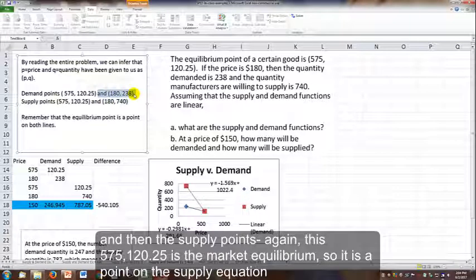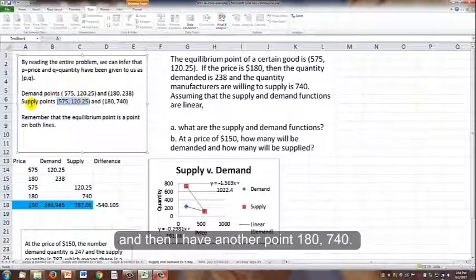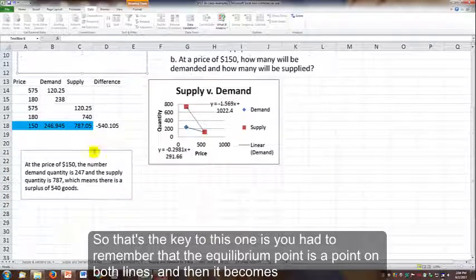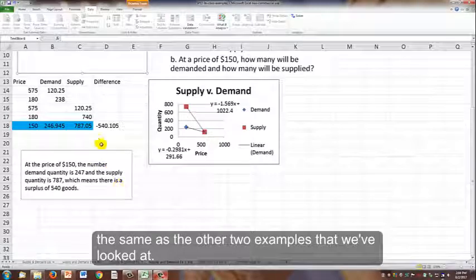And then the supply points, again, this 575, 120.25 is the market equilibrium, so it is a point on the supply equation. And then I have another point, 180, 740. So that's the key to this one, is you had to remember that the equilibrium point is a point on both lines, and then it becomes the same as the other two examples that we've looked at.